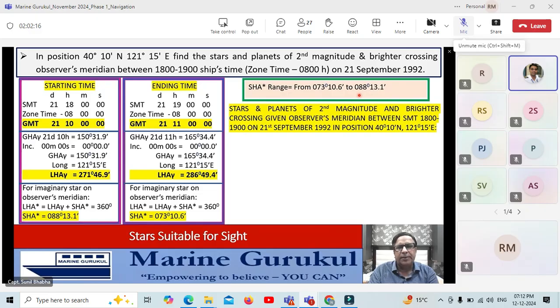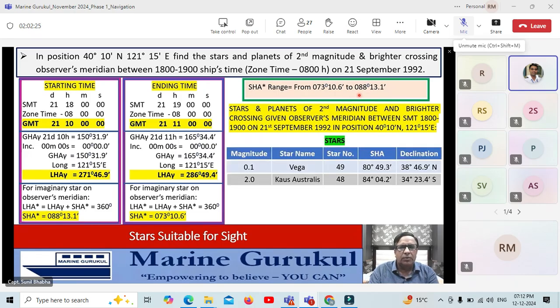Stars and planets of second magnitude and brighter crossing a given observer's meridian between SMT 18 to 19 on 21st September. The stars will be only two. You can check. We have already learned how to figure out these stars in the star tables in the range of SHA. And the stars are Vega and Kaus Australis.